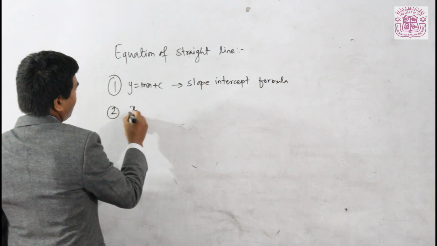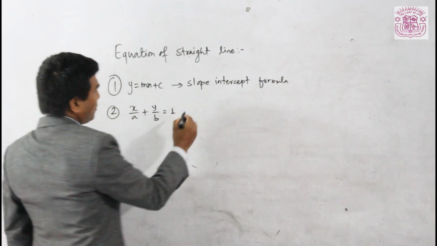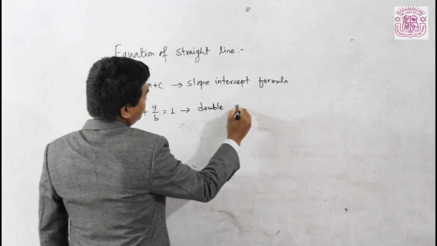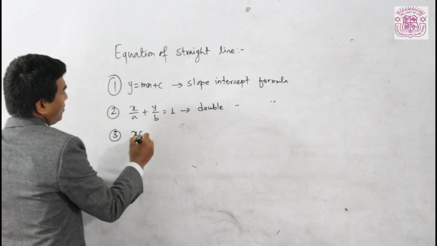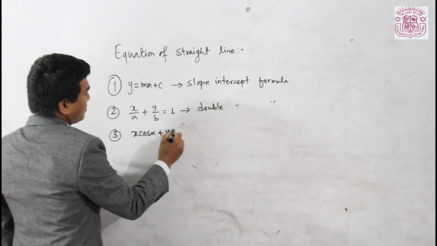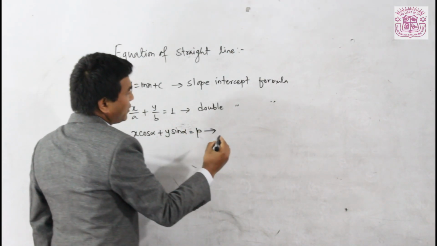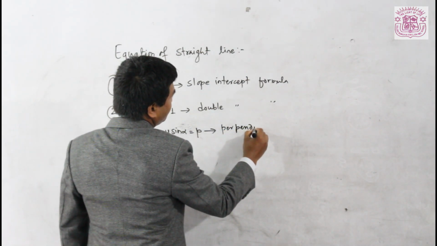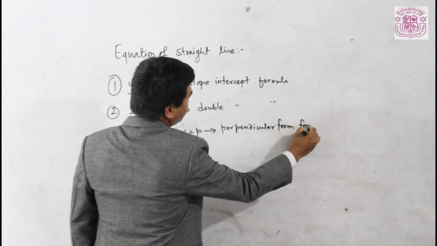Second one is x by a plus y by b equals 1. This is called the double intercept formula. And the last one is x cos alpha plus y sin alpha equals p, and this is called the perpendicular form formula.